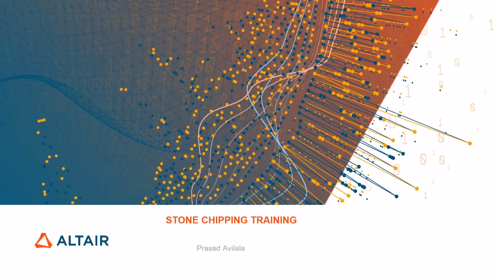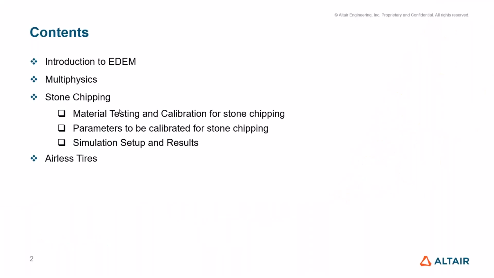Thanks, Cesar. Good morning. This is Prasad from Altair, India, and today we will be discussing stone chipping. We will be discussing broadly about material, what kind of testing to be performed, and what is the calibration, what are the parameters to be swept to achieve calibration for stone chipping, and finally the new technology from Pratt & Miller, who is an Altair partner, about airless tires, and how to model them. We can see that capability as well.